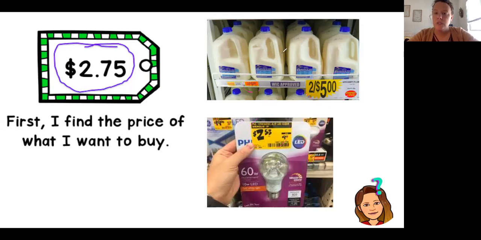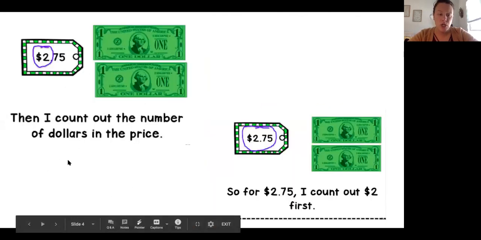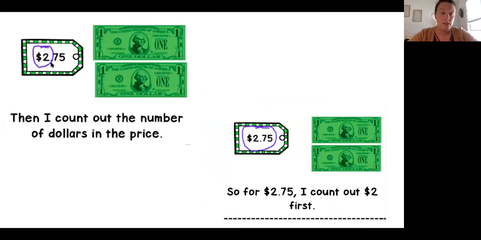So once you see your price tag, the next thing that we need to know is we need to count out the number of dollars in the price. So look at this tag right here. How many dollars are in the price? And how we know that is we look to the left of the decimal point.